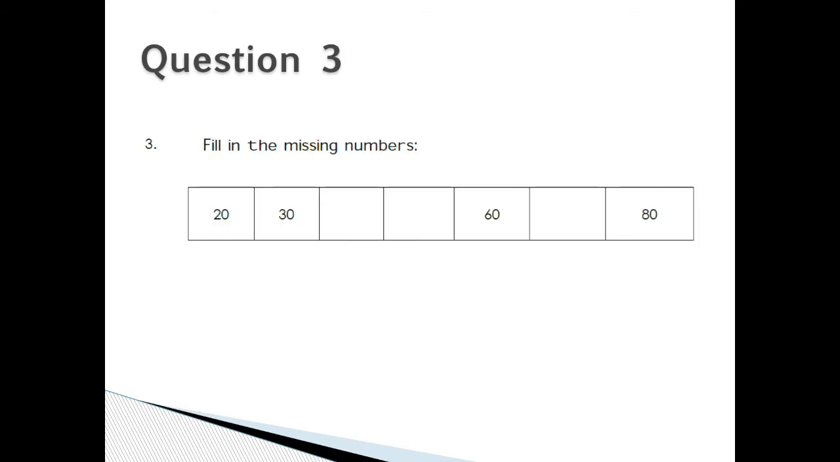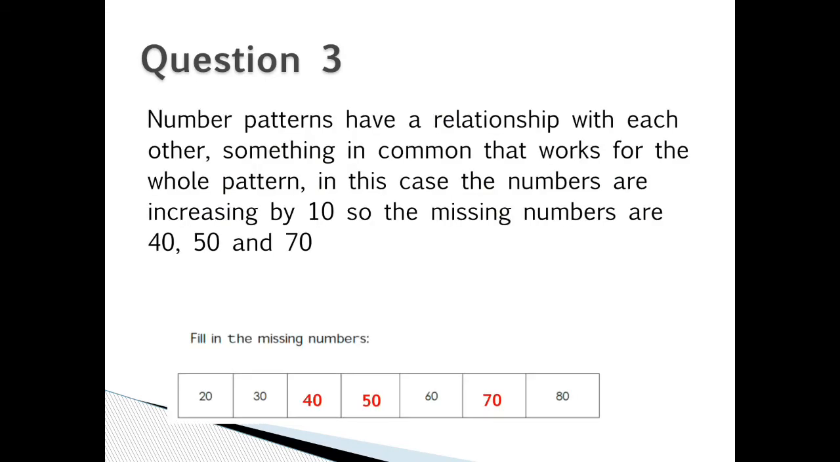Fill in the missing numbers: 20, 30, space, space, 60, space, 80. Number patterns have a relationship with each other, something in common that works for the whole pattern. In this case, the numbers are increasing by 10, so the missing numbers are 40, 50, and 70. The whole pattern is 20, 30, 40, 50, 60, 70, 80.